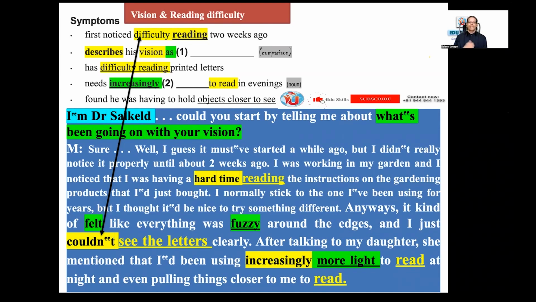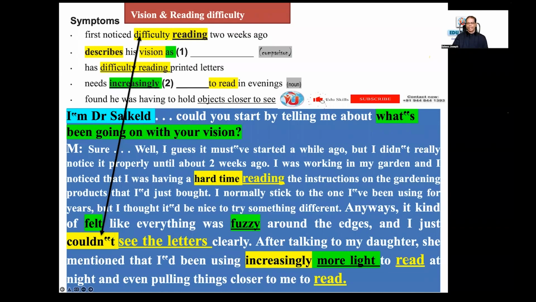So the first answer says it was looking fuzzy. The printed small letters were looking fuzzy. So describing how it looks. Then difficulty reading, printed, see, difficult reading, all this repeatedly used. See, reading, hard time reading, and couldn't see the letters means difficult reading.